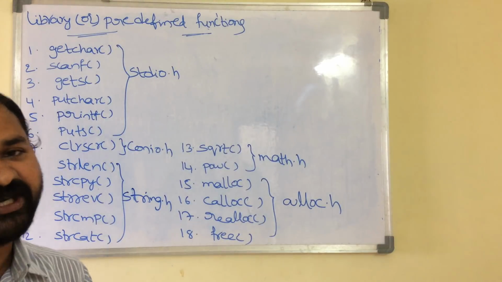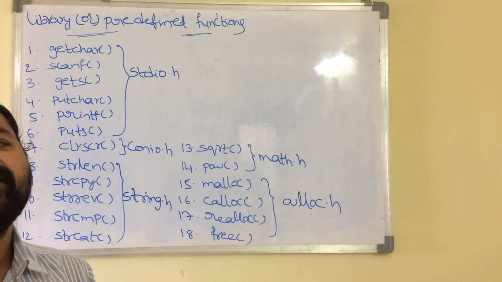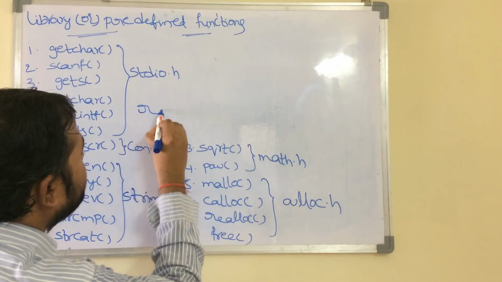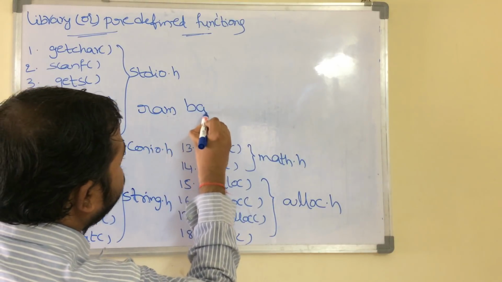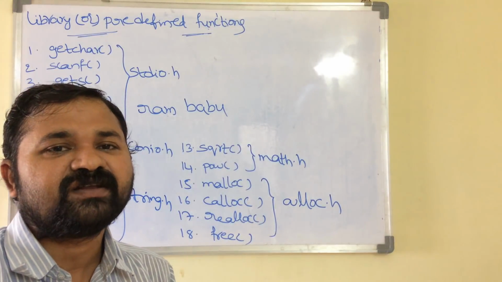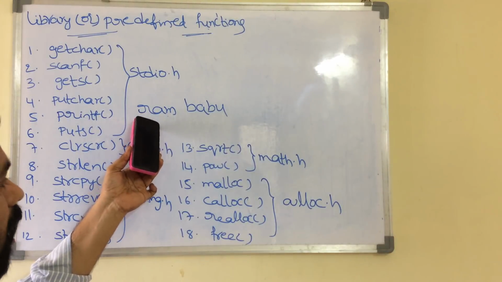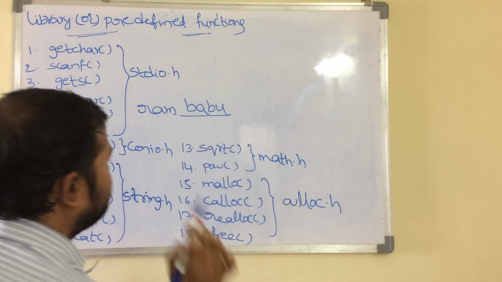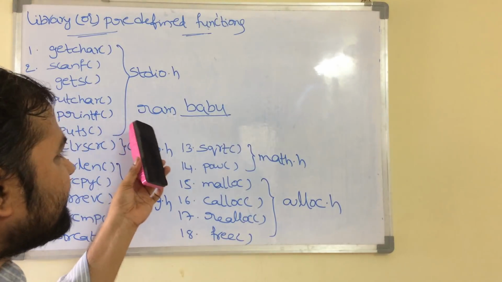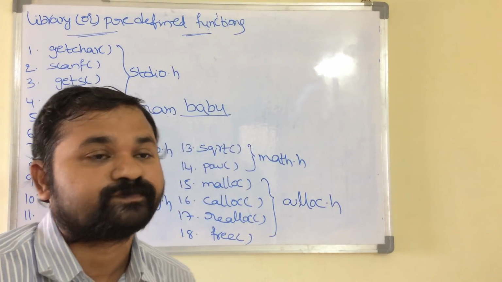Next one is gets function. It is useful to read a string which contains blank space also. Let us assume that the string is Ram Babu. If you take scanf function, then scanf function cannot read blank space. So scanf function reads only Ram. It can't read this blank space. Whereas if it uses gets function, then it reads the entire string which includes blank space also.